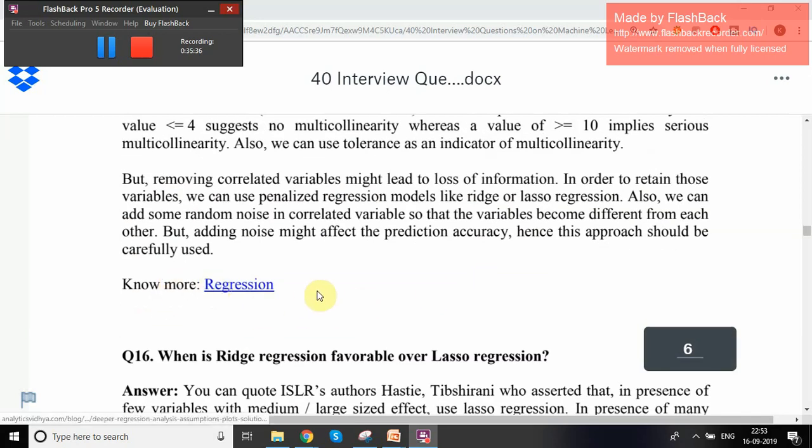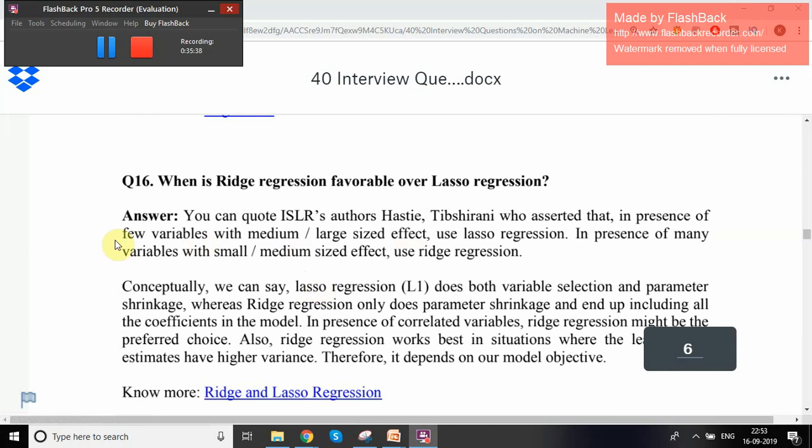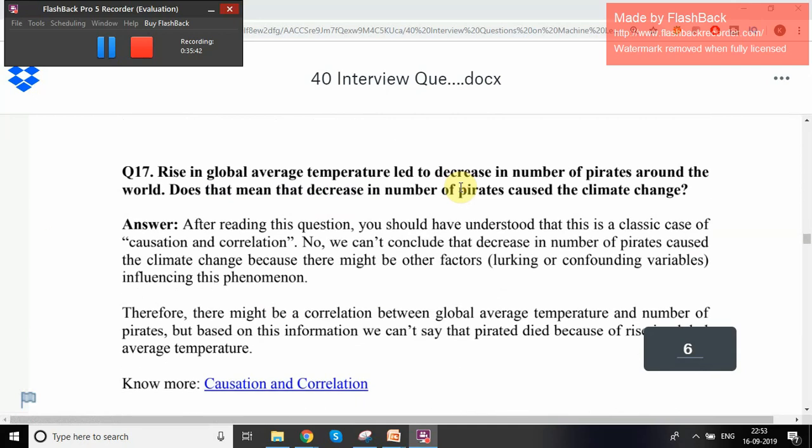Know more about regression. Yes, this is another class we are about to discuss, what exactly the lasso regression talks about. Rise in the global average temperature leads to decrease in the number of pirates around the world. Does the decrease in the number of pirates cause the climate change? Yes, this is a causation and correlation topic.